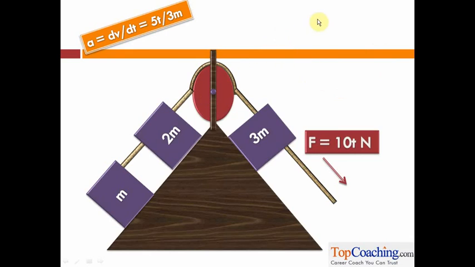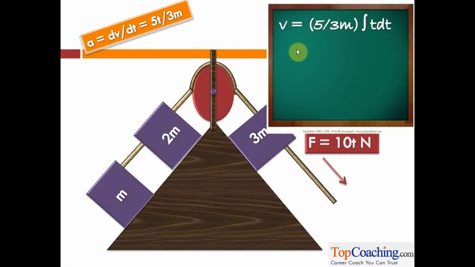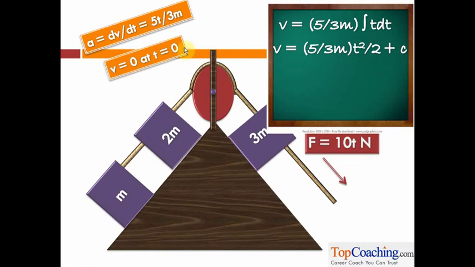dv by dt is 5t by 3m. So v comes out to be 5 by 3m integral t dt, isn't it? So v comes out to be 5 by 3m times t square by 2 plus c. This is the velocity of any of the masses at any time t, isn't it? It is given, however, that the masses are at rest at time t equal to 0. So v is 0 when t is 0. Therefore, v comes out to be 5 by 3m times t square by 2.